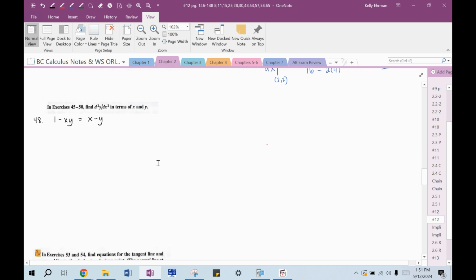Okay, now we're skipping to 48. So find the second derivative in terms of x and y. So what that means is you can't still have dy dx in your final answer. All right, so we are going to take the derivative with respect to x of both sides.